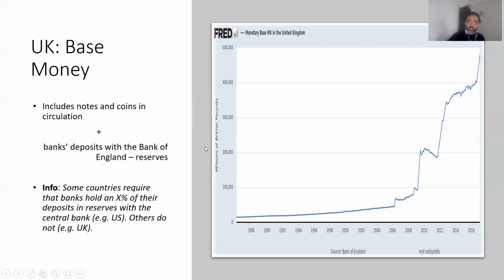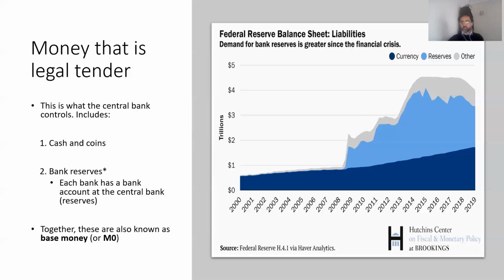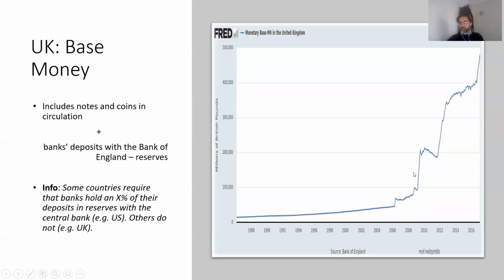Now, we see the same thing happening in the UK. So you can see that this is again the base money. The graph is not as nice as what we had for the US, but you see the same pattern: after the financial crisis, the base money supply has increased exponentially. And again, most of this is because of an increase in reserve balances of the banks at the central bank, or at the Bank of England.